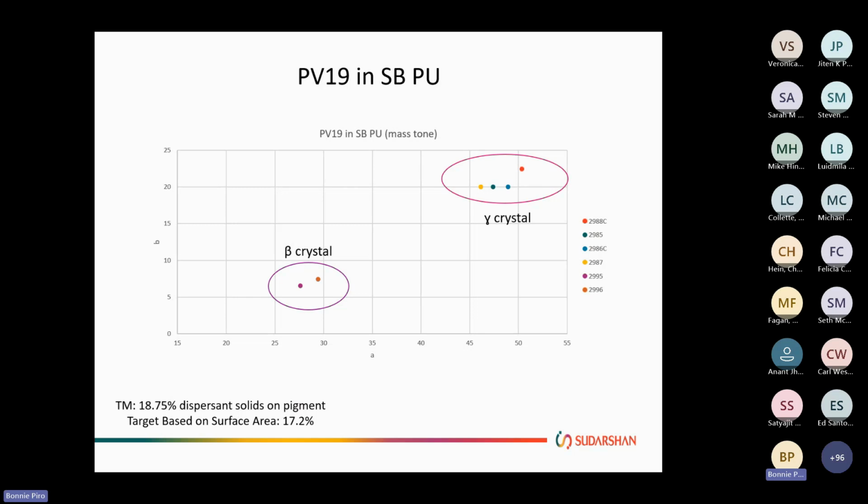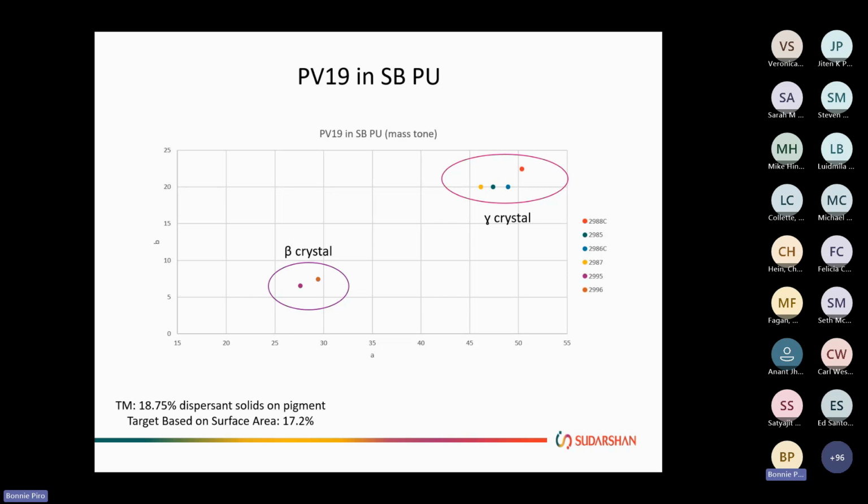The first example is a solvent-based polyurethane. Both the gamma and the beta crystal are in this example. The target based on the starting formulation is a dispersant level of about 17%. In this particular formulation, it calculates out to be a little less than 19% dispersant. And you can see the positioning of the color development in these examples.